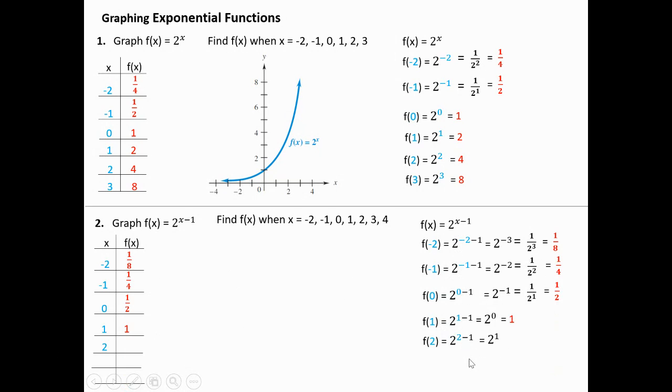And it's 2 again, repeating the process. It's going to give us 2 to the 1st power, which is equal to 2. So y is 2. And finally, f of 3 is going to give us 2 to the 2nd power, which will give us 4.